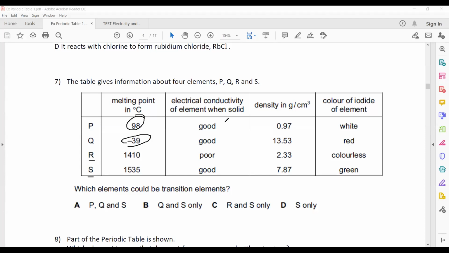Metal can conduct electricity in solid state, but this substance is not conducting electricity. So this cannot be a transition element. So what are you left with? You are left with S only, which is a transition element.